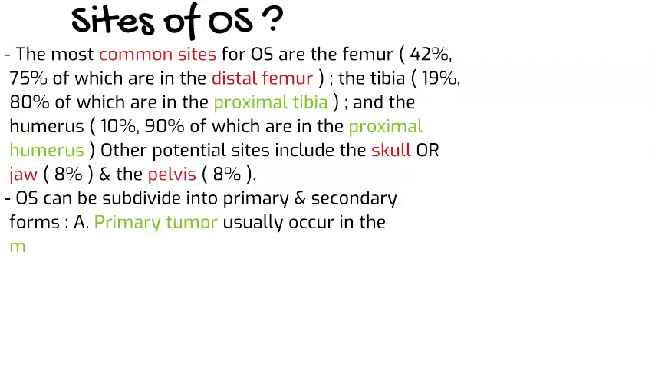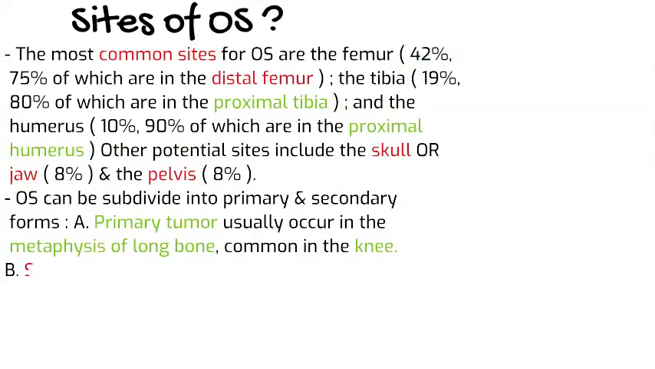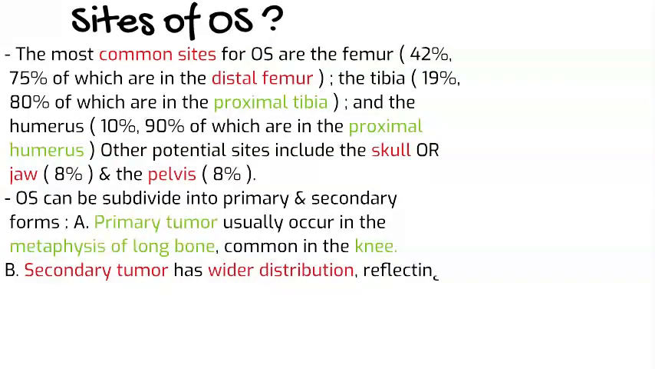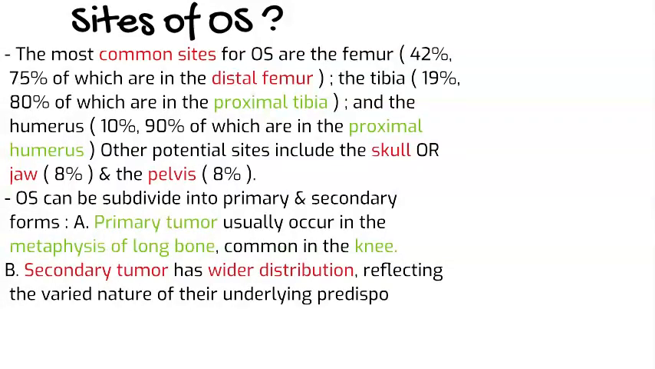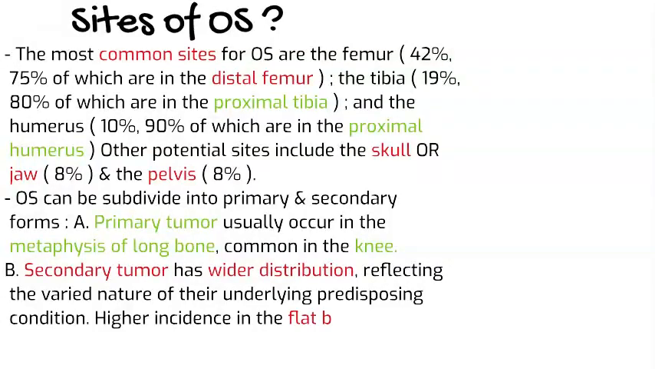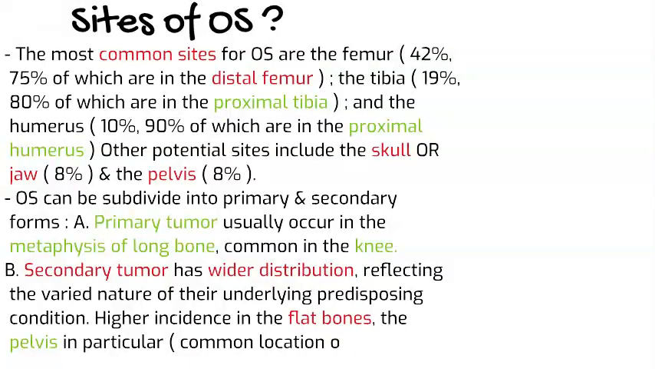Osteosarcoma can be subdivided into primary and secondary forms. A, primary tumors usually occur in the metaphysis of long bones, common in the knee. B, secondary tumors have wider distribution, reflecting the varied nature of their underlying predisposing condition. Higher incidence in the flat bones, the pelvis in particular, whereby it's a common location of Paget's disease.